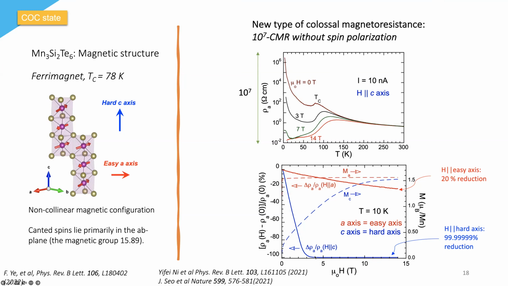Which direction is the current? In the AB plane. So the A-axis here. Okay. The C-axis has a similar effect, but smaller. And this work was also confirmed. These results were confirmed by another group that published the results in Nature.